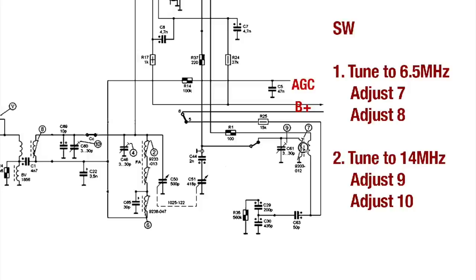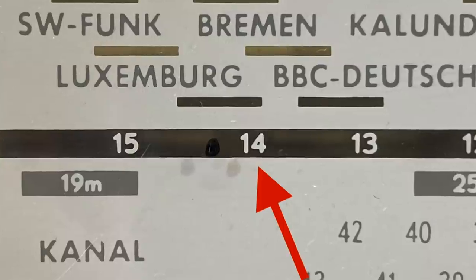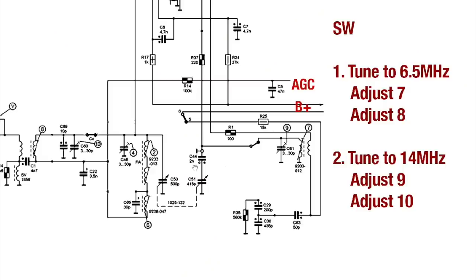So you adjust the local oscillator at 7. And you adjust, remember this is a coil, and you adjust 8, which is a coil as well, for the front end. And then you tune to 14 megahertz, and you adjust 9 and 10. So at 14 megahertz, you're again adjusting the capacitors.